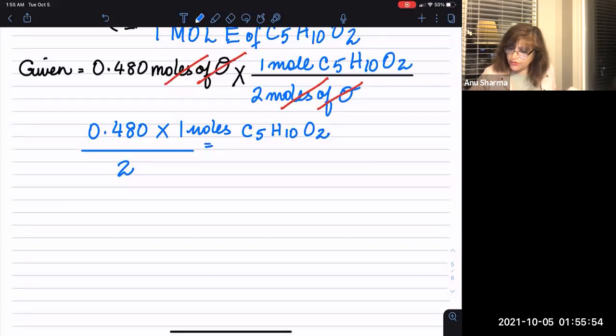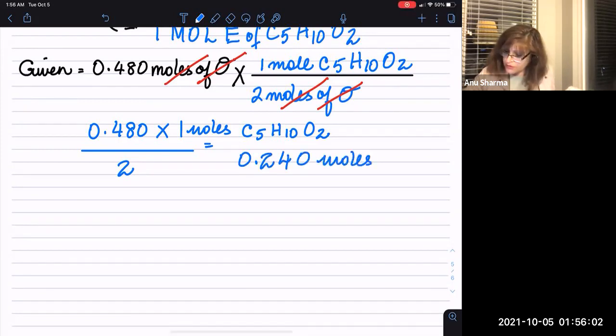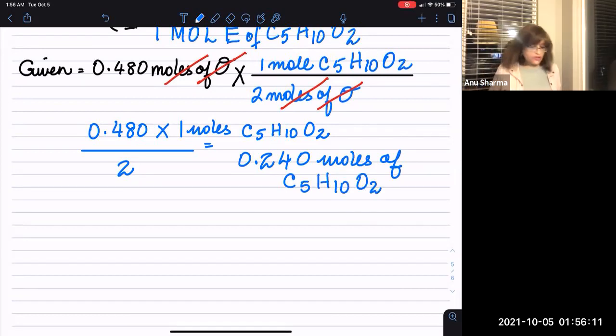Okay, so when you do the math, you get the answer 0.240 moles of C5H10O2. Okay, so this is how you do that.